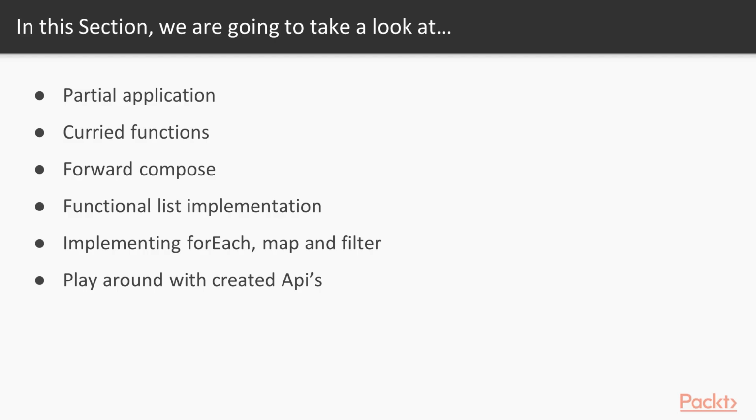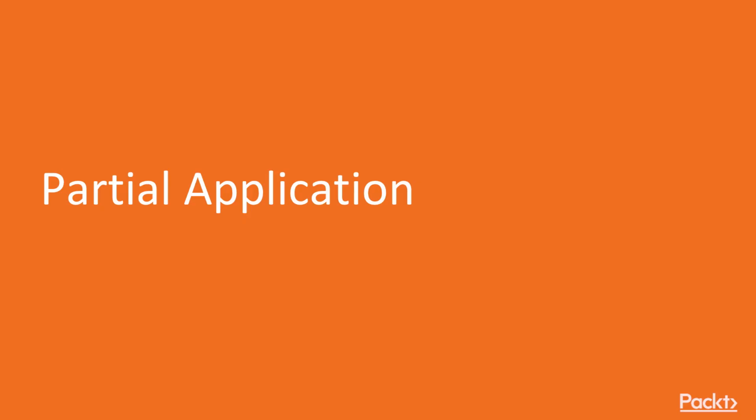We will start with partial application. We will touch partial application, create functions, forward compose, and we will implement our own list with for each, map, and filter operations. And we'll see how we could compose this operation together to make very complex operations on this list. Let's start from the first video, partial application.